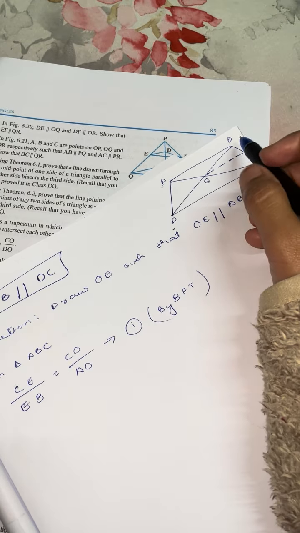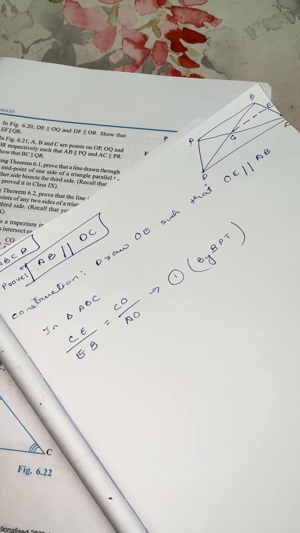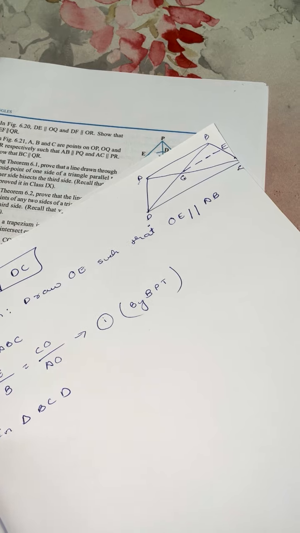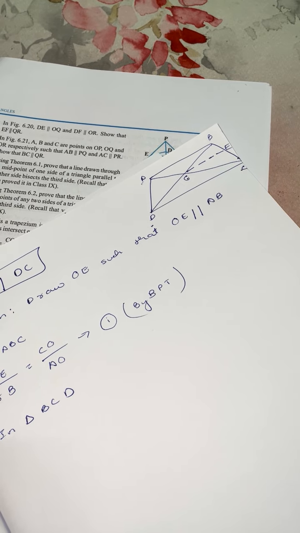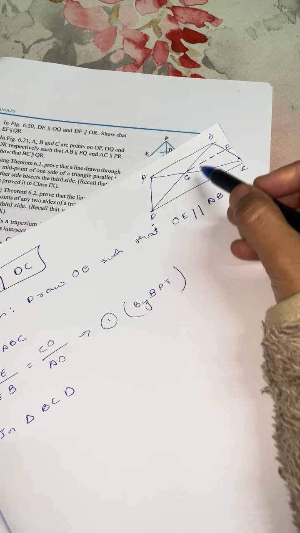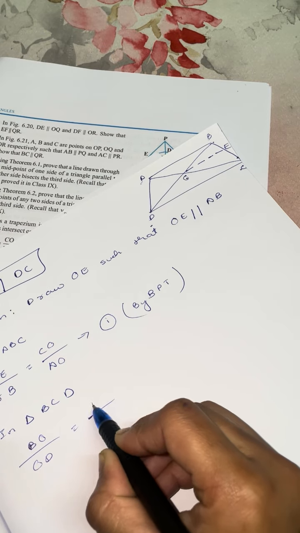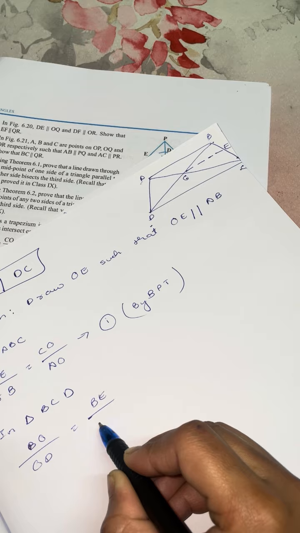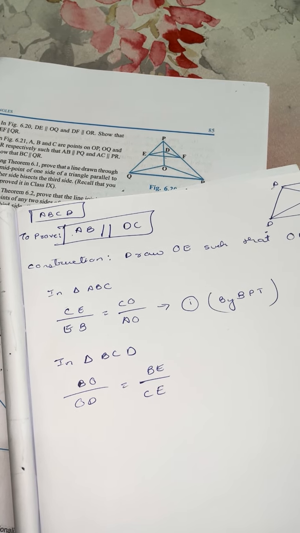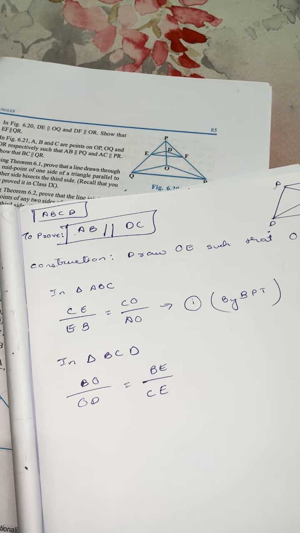I got another triangle, that is triangle BCD. In triangle BCD, BO over OD equals BE over CE. Do you see anything related here?